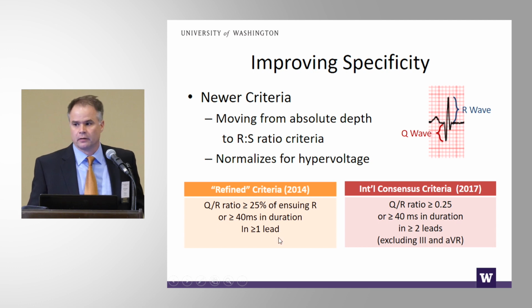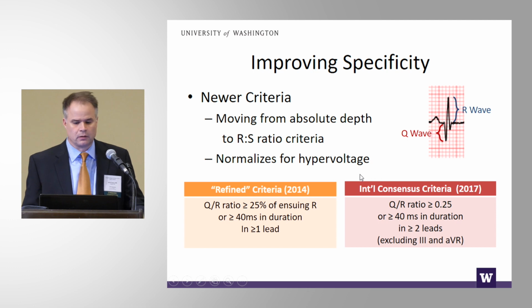So the refined criteria, this is Dr. Sharma's proposal in 2014, suggested using a QR ratio greater than or equal to 25% of the ensuing R wave, or greater than or equal to 40 milliseconds in duration in one or more leads. We adopted some of those, but we decided to go with greater than or equal to 2 leads in the international consensus criteria.